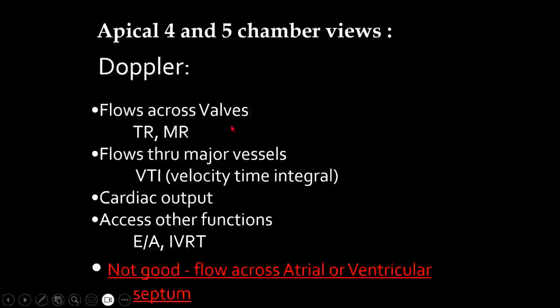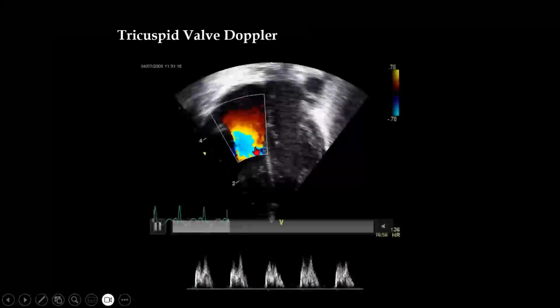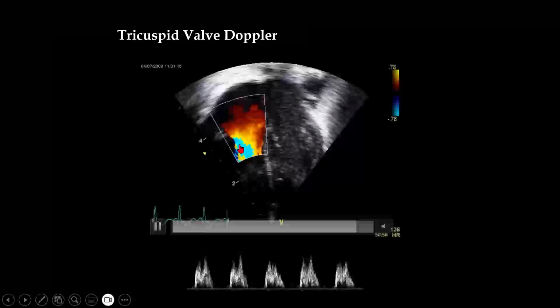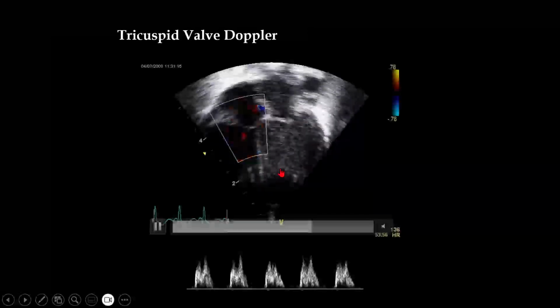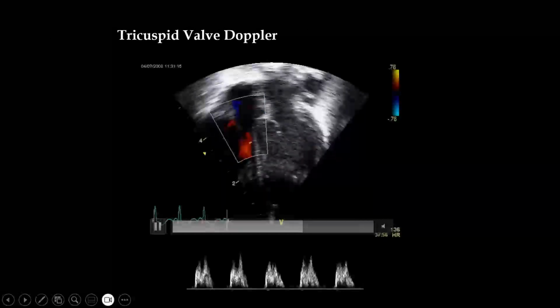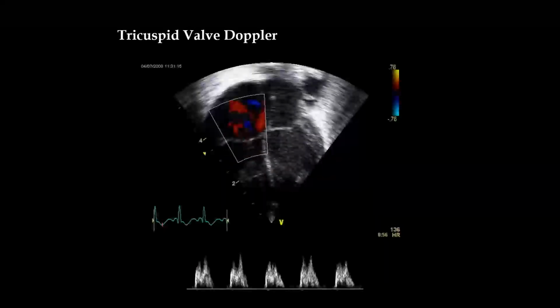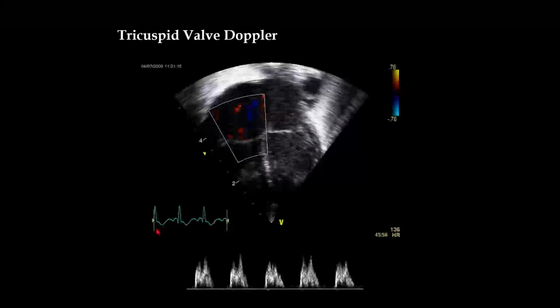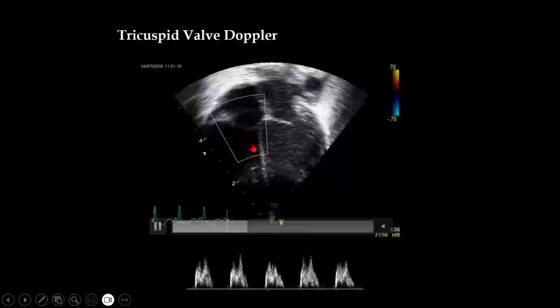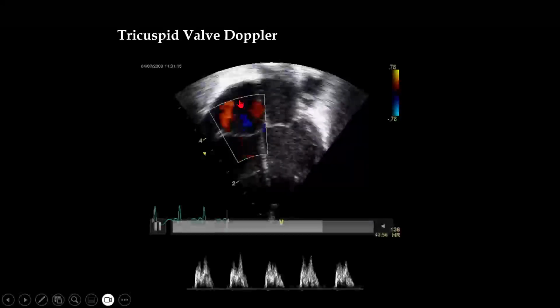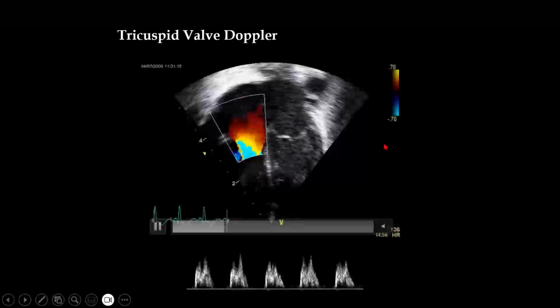And then you put the colors across the valves. So can anybody tell which valve we are seeing the color Doppler across? Tricuspid valve. Very nice. Great. Okay. So then the blood flowing from RA to RV, what will be the color of that blood? RA to RV?